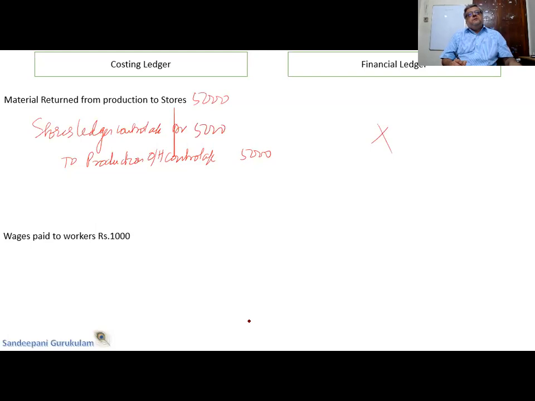Why should there be an entry? Because this is purely related to the costing process flow. For each process flow, you are passing a journal entry there. Here you are not passing an entry as per each process flow.